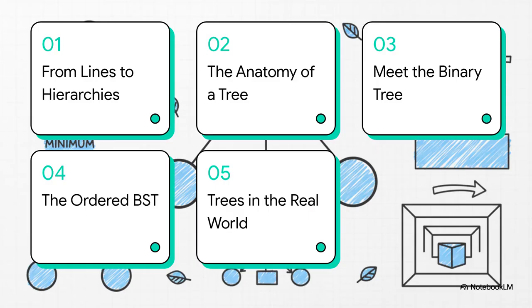So here's our game plan for today. We'll kick things off by seeing why we need to move beyond simple lines. Then we'll learn the language of trees, get to know the special binary tree, and uncover the superpower of something called a binary search tree. And finally, we'll see where these things actually pop up in the real world.